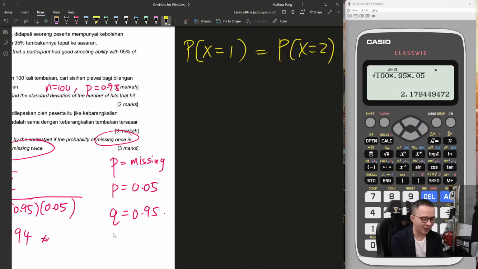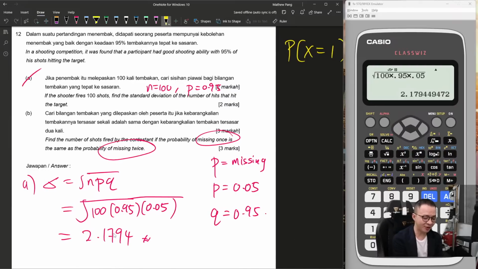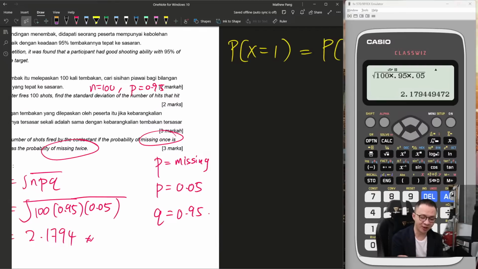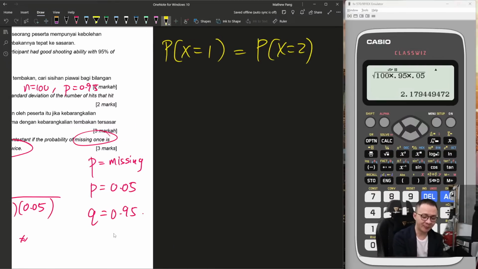We do not know how many shots there are, so I will just assume n shots, because they ask us to find n, the number of shots fired. So they want to find n. So apply the formula.